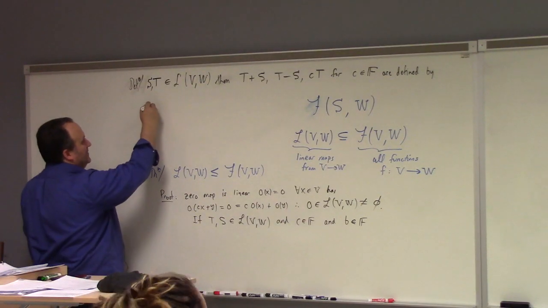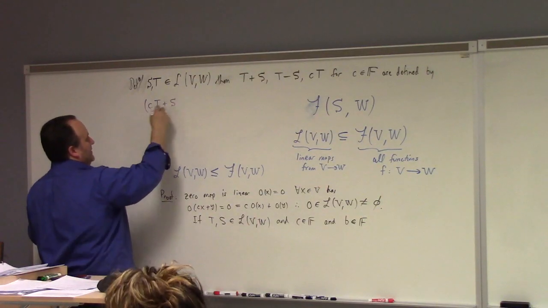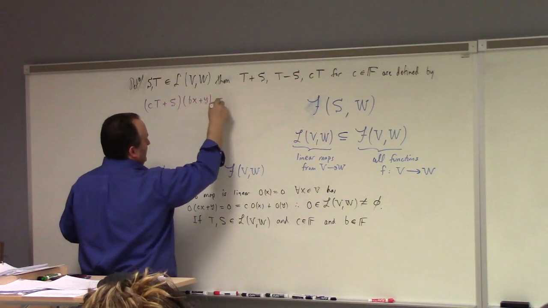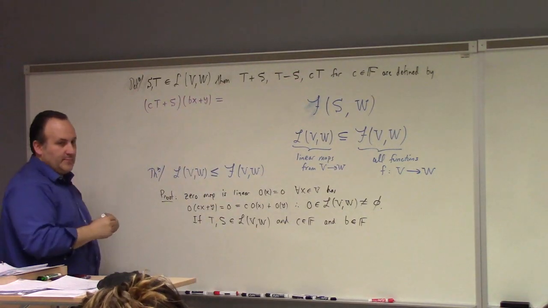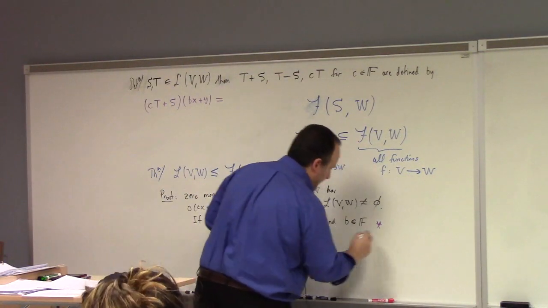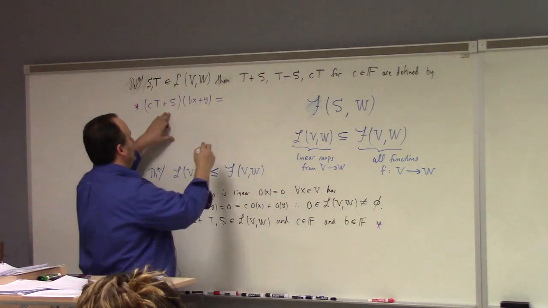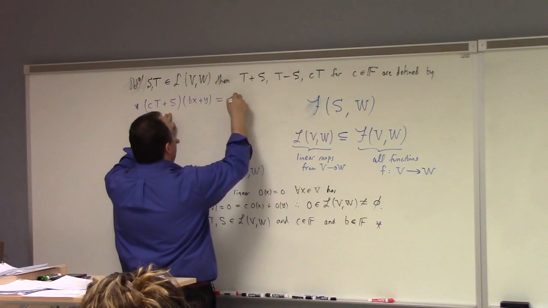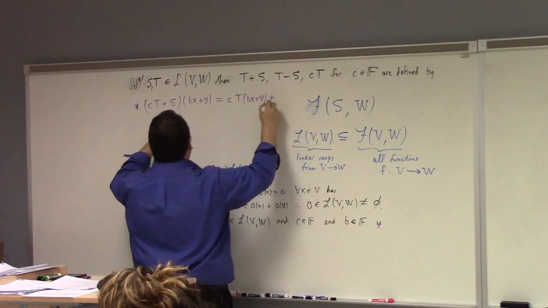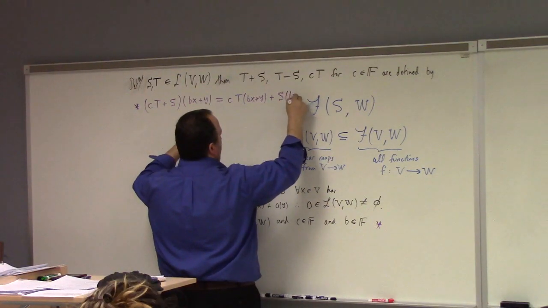So how about this? We look at CT plus S, and let's let that act on BX plus Y. I'm going to try to do everything all at once, so we're picking up from here. Now, this, by definition, is CT of BX plus Y plus S of BX plus Y.